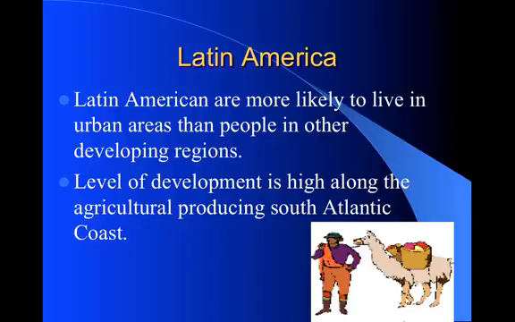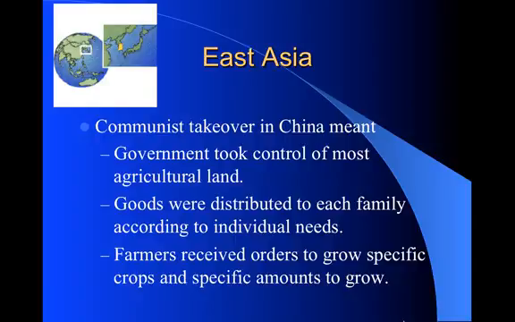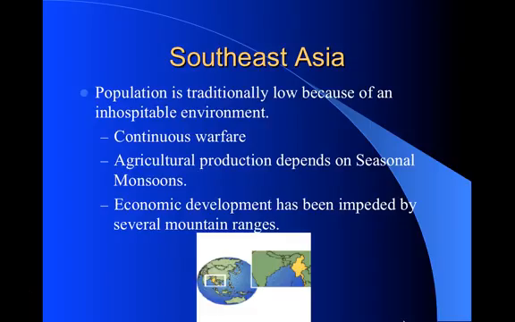So there's a very wide gap, and that's keeping Latin America from being developed. East Asia, this is where we're talking about areas like Korea and China, for example. The communist takeover in China meant that the government took control of most of the agricultural land. Goods were distributed to each family according to their individual needs, and farmers received orders to grow specific crops and specific amounts to grow. While that sounds all well and good, what this caused, though, was a slow development of China, because they were not able to really produce what they should have produced in terms of their money. So that became a pretty big issue for them in terms of producing as much as they possibly could. They needed to kind of break down and open up their borders for them to produce a little bit.